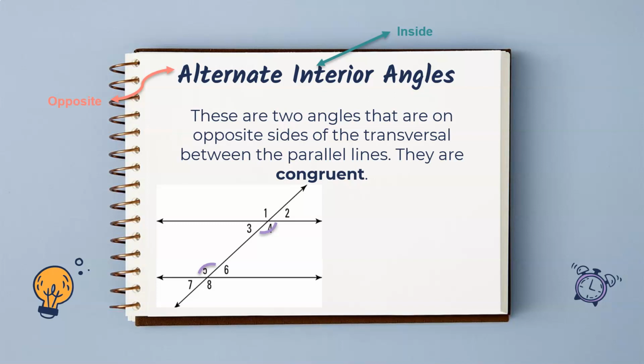4 and 5 are alternate interiors. And the other one is 3 and 6 because they are on opposite sides of that transversal inside the parallel lines. And I've already said 5 and 4.